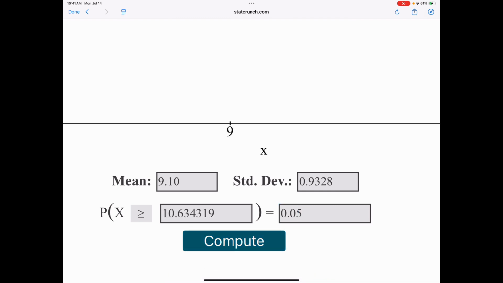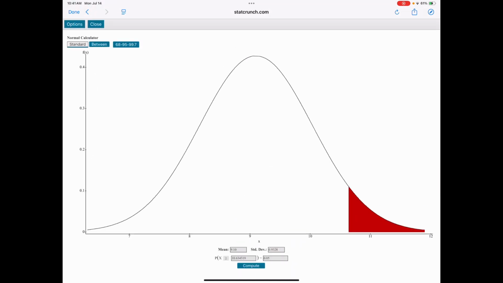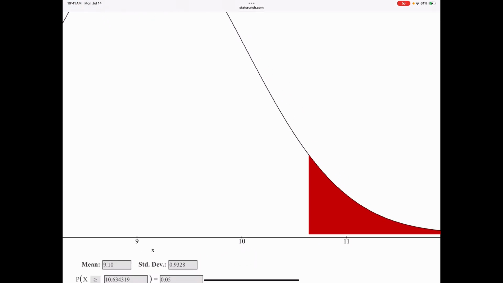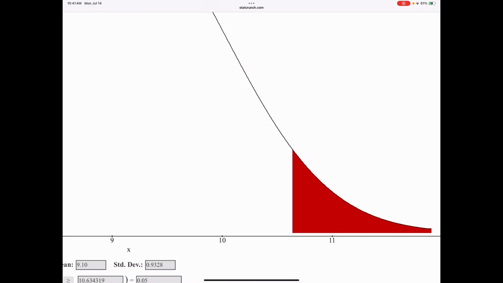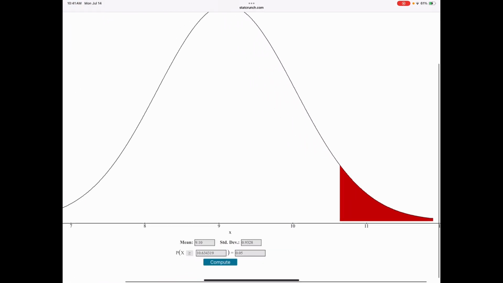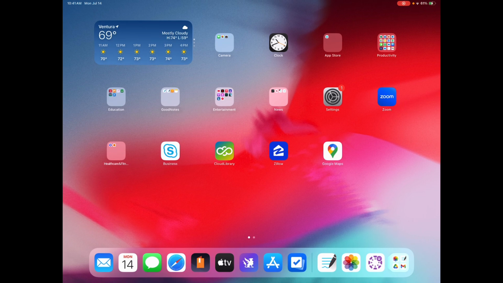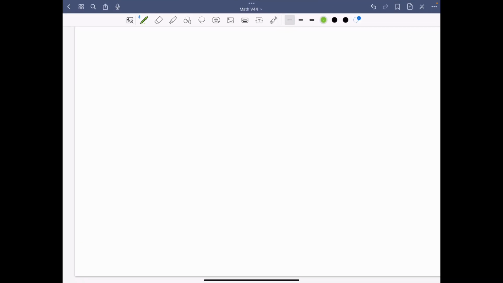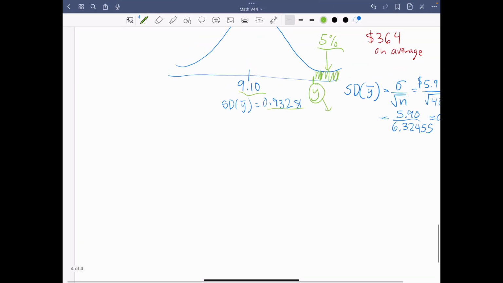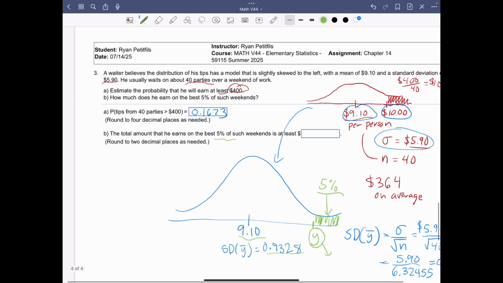Oh, it's not that much more. It's $10.63. If you look at the graph, it's not significantly more than $10, but I guess that little bit makes a difference. So that is $10.63, the answer for part B.